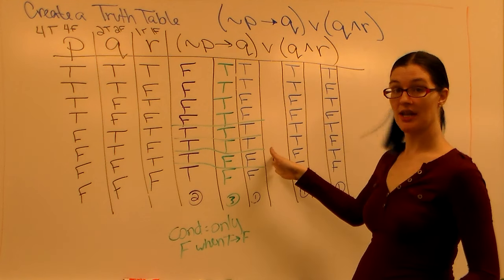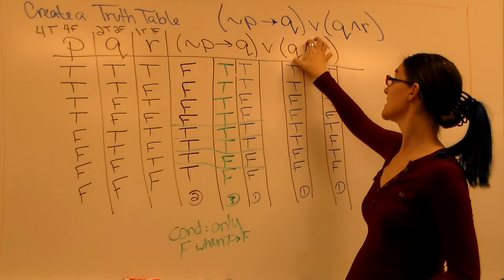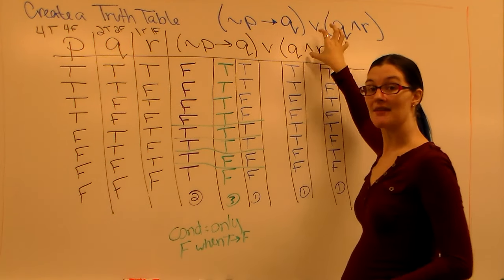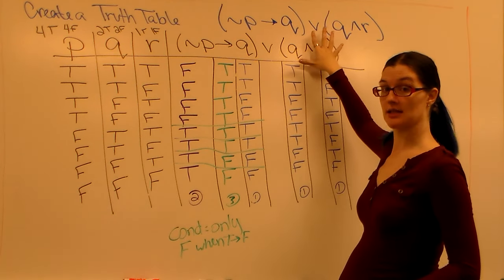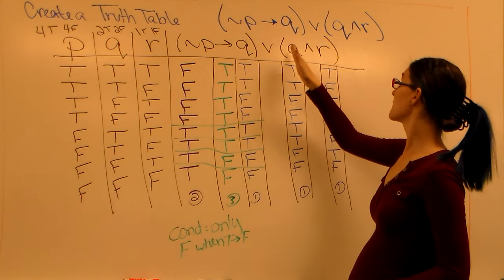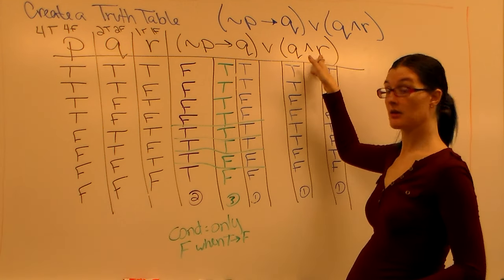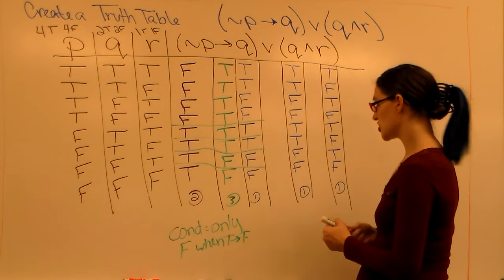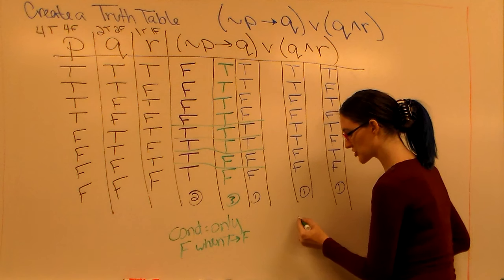Can't do the conjunction yet because I've got to finish inside parentheses. I finished this set of parentheses, but I have not yet finished this set of parentheses. So I've got to finish it first. I've got Q and R, so this is a conjunction. And conjunctions are only true when both are true.